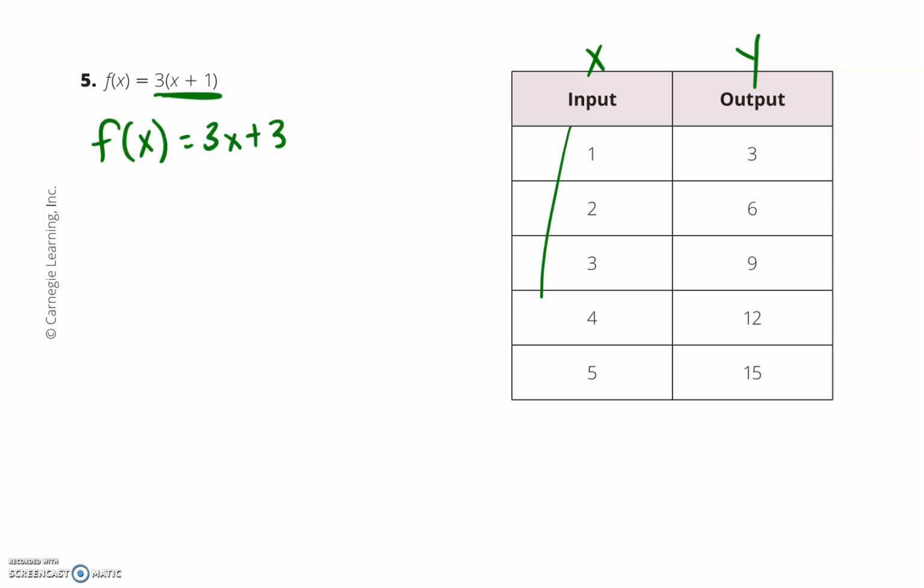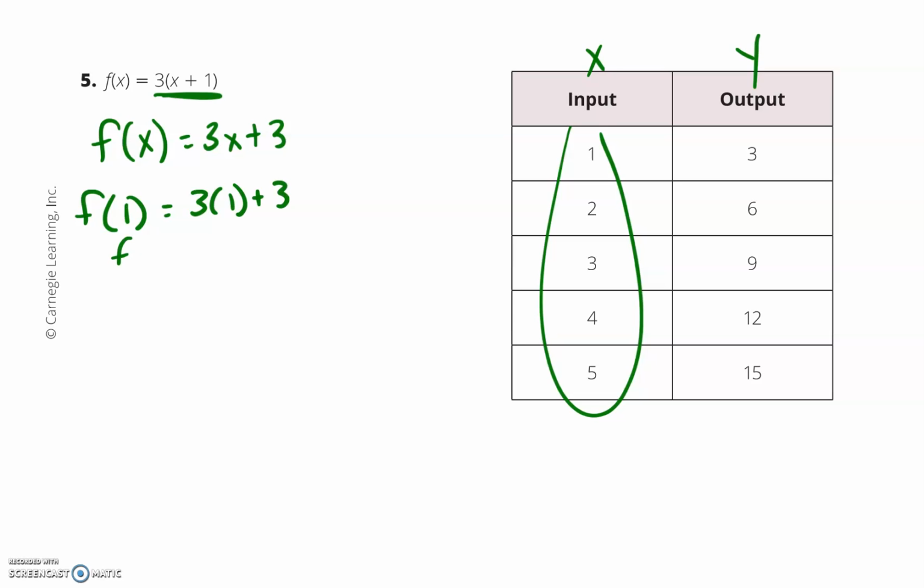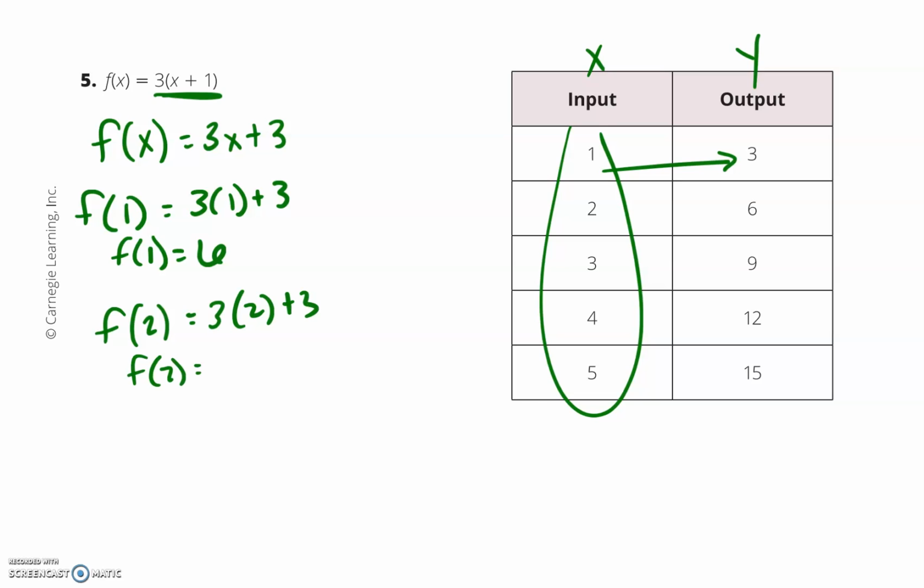And so now I'm just going to test these values. So I have f of 1 equals 3 times 1 plus 3. 3 times 1 would be 3, plus 3 would be 6. Oh, right away, that does not line up. And if we try the next input, 3 times 2 would be 6, plus 3 would be 9, and you can see that that does not line up. So these are not equivalent.